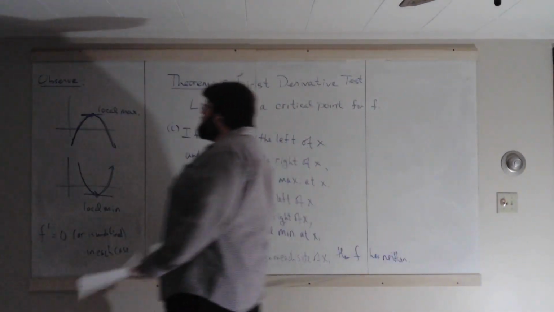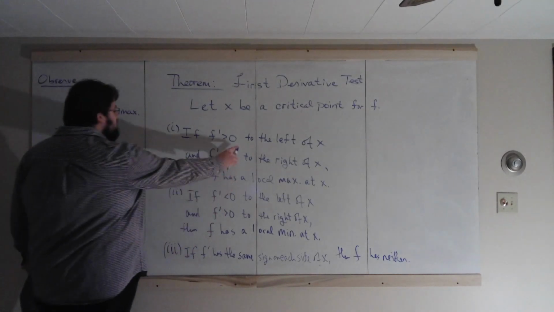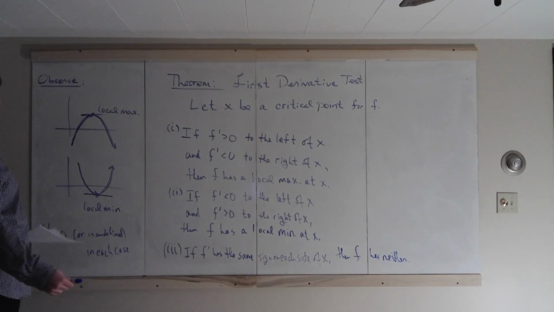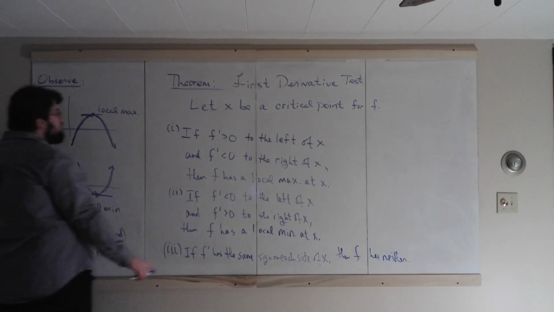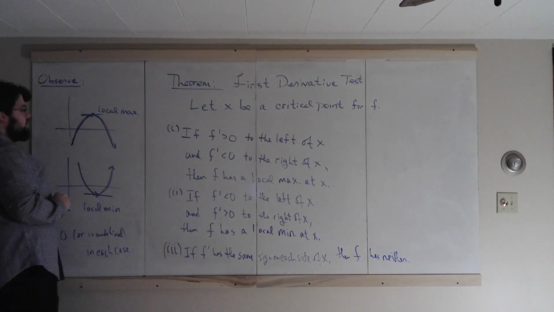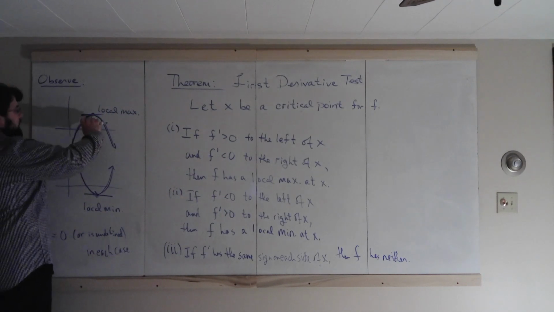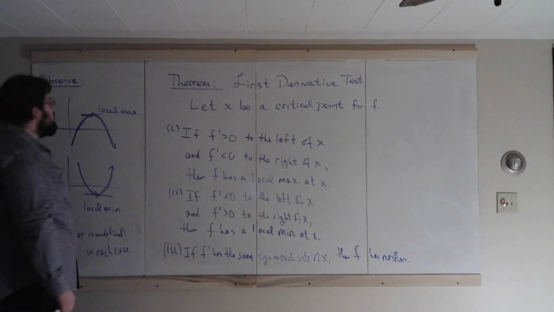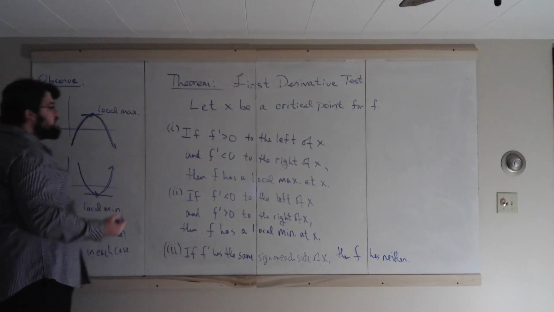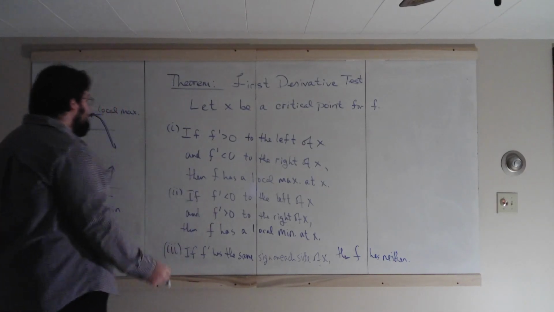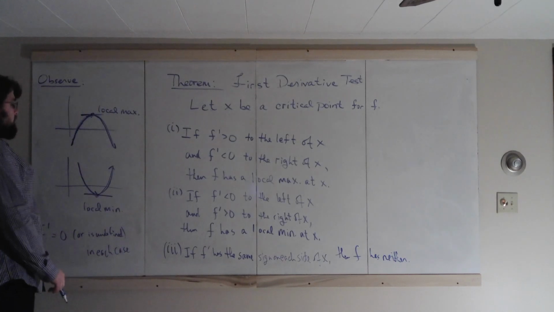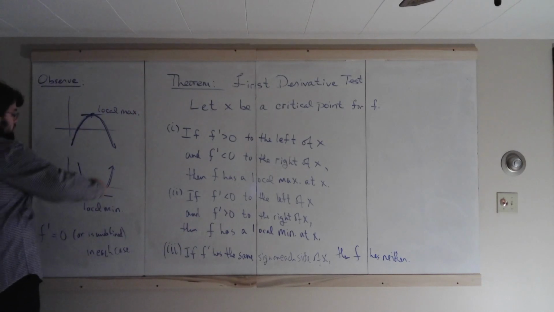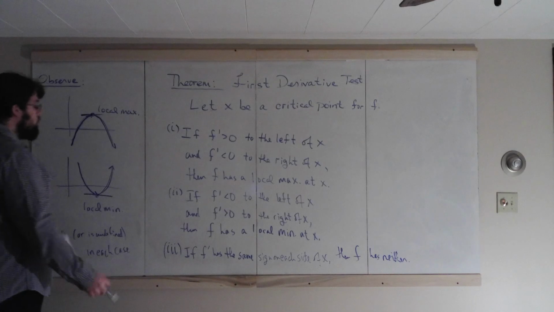And we can see that in this first example here. If f prime is positive to the left, well, I said increasing over here. With that third corollary of the mean value theorem, the derivative being positive would tell you that it's increasing. So right here, f prime is positive to the left, it's increasing, and f prime is negative to the right, it's decreasing. That tells you that the function has a local maximum at x. And similarly, number 2, if f prime is negative to the left, meaning it's decreasing, and f prime is positive to the right of x, it's increasing afterwards, then f has a local minimum at x.